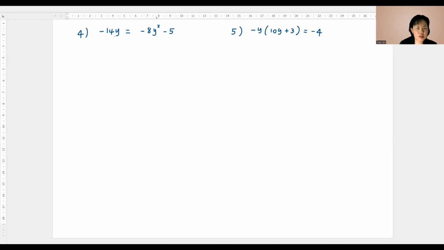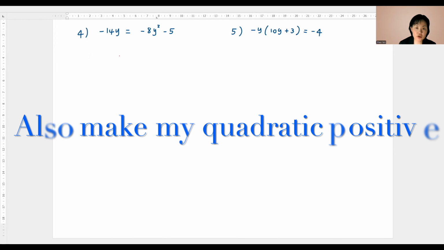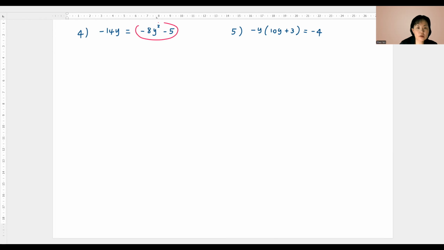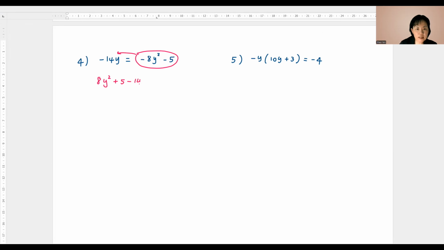I've got minus 14y equals minus 8y squared minus 5. I like to have my highest power on my left-hand side, so everything's going to go to the left-hand side. So I'm going to move this to my left side. So it becomes 8y squared plus 5 minus 14y equals 0. I'm just going to put it into order.